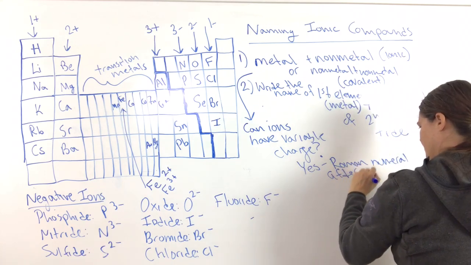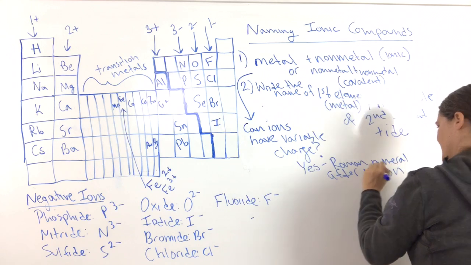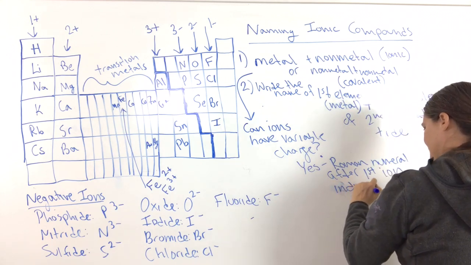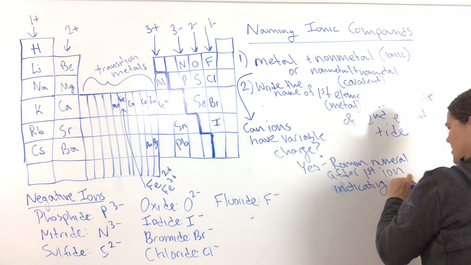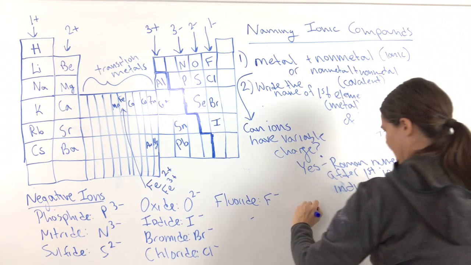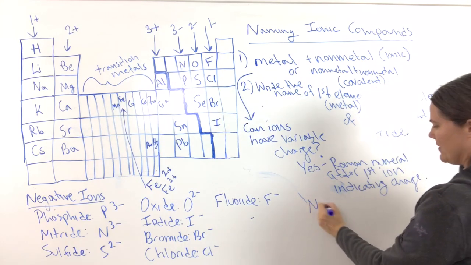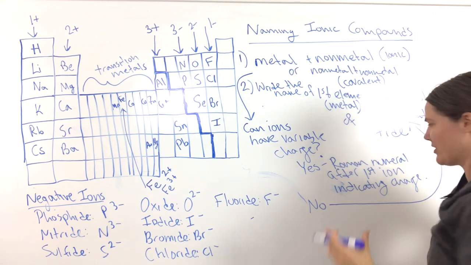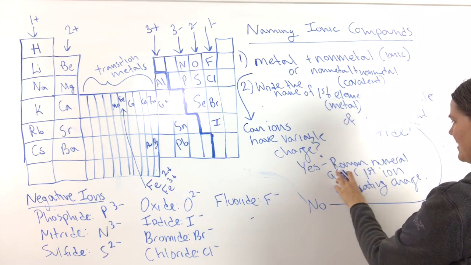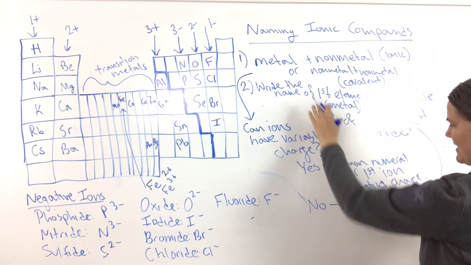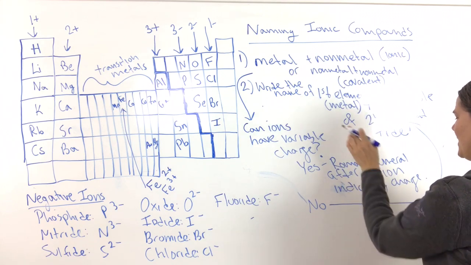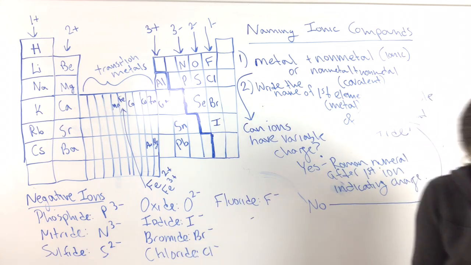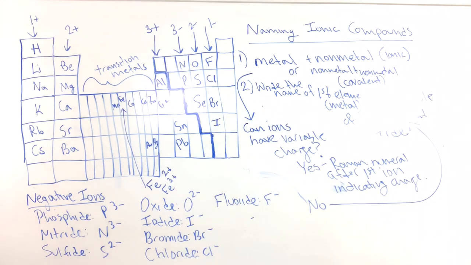after the first ion, indicating charge. And then if no, then we go back up to here, and it's just what we were doing previously. If yes, then we do what we were doing previously, only we write a Roman numeral after the first ion indicating the charge. And I'm going to do a bunch of examples showing how to do this.